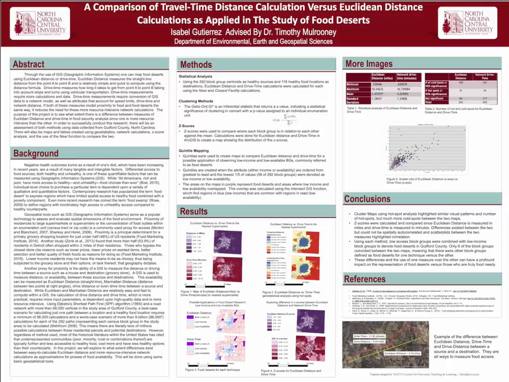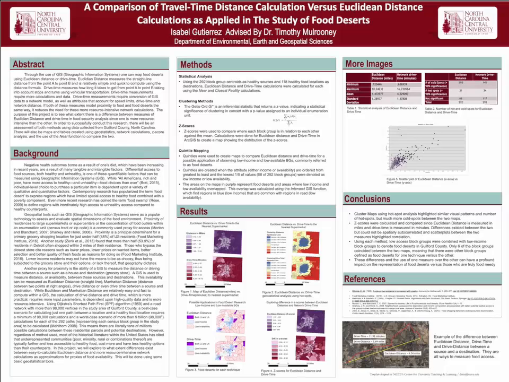What is a food desert? A food desert is an area with limited access to healthy food combined with a poverty component. Through the use of GIS, Geographic Information Systems, one can map food deserts using Euclidean distance or drive time. What we looked at for this project was how Euclidean distance calculations compare to drive time and drive distance when applied to the study of food deserts.